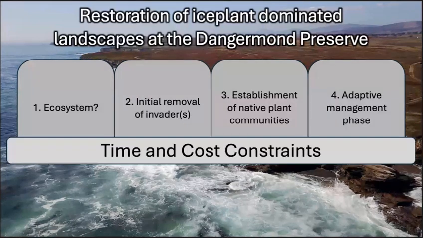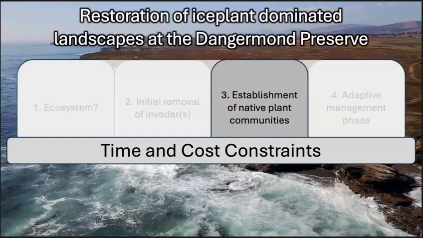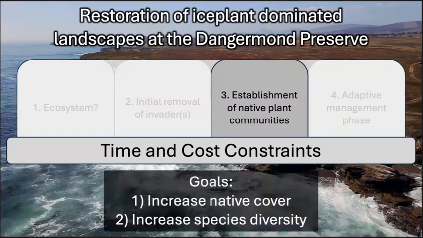On top of that, when we're working at a 1,000-acre scale, we really need to consider, like I mentioned, these time and cost constraints that might limit the actions we can actually use at these sites. So for the rest of this talk, I'm just going to focus on this third part, or the fun part, to me at least: establishing our native plants in these communities. In restoration, as many of us know, there are fairly simple goals at this stage. We want to get native cover on the landscape and increase our native species diversity, right?